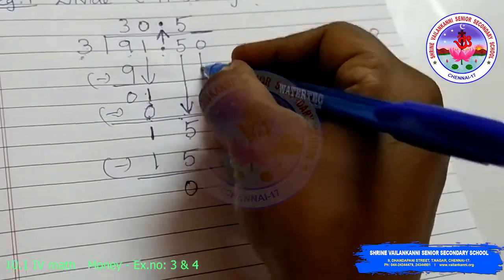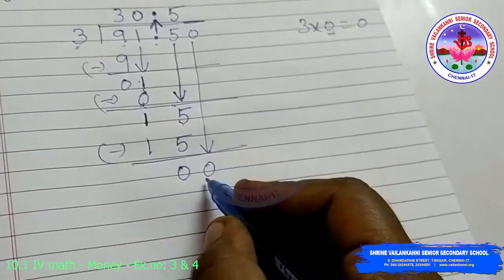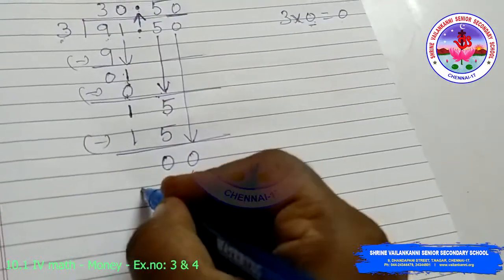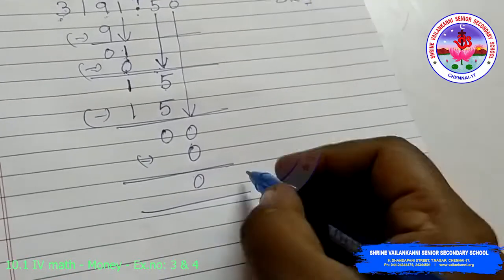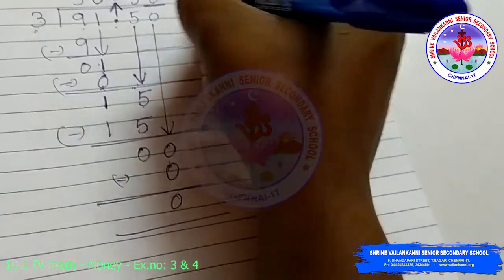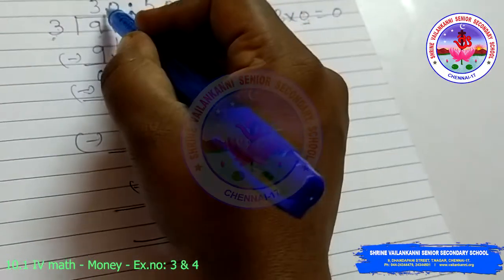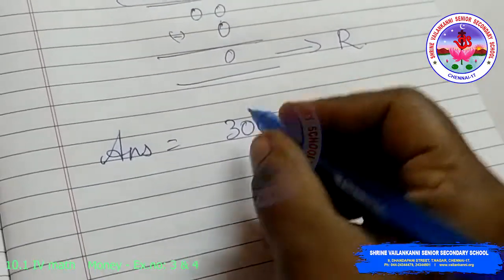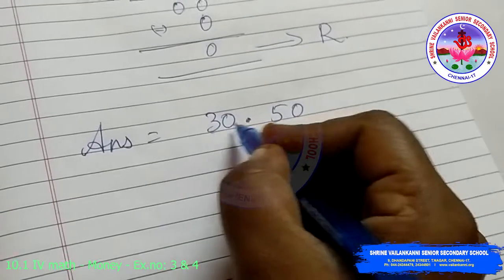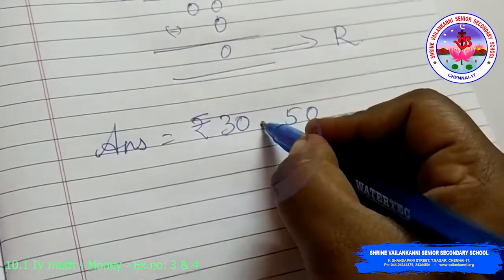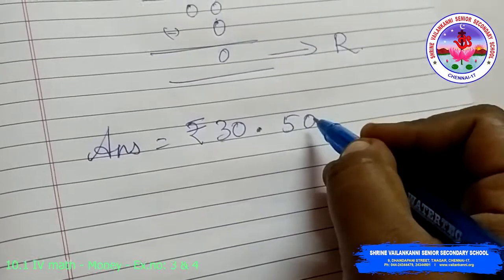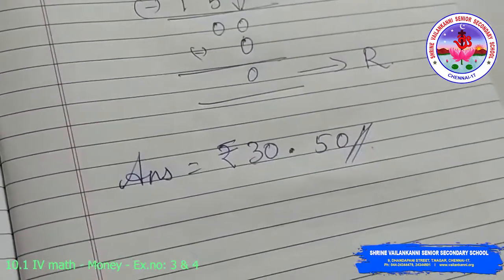Now 15. 3 fives are 15, subtract, 0. Now bring this 0 also down, so we get 0. 3 into 0 gives 0, so the remainder is 0. The quotient is 30.50. Any number to the left side of the decimal is rupees, and any number on the right side of the decimal you call paise. Okay, we'll see one more sum.